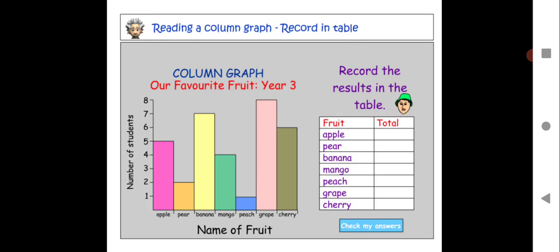Your favorite fruit, name of the fruit on the x-axis and number of students on the y-axis. This is also a bar graph where you are just having a joint bar graph where the bars will not show any gap. So apple, pear, banana, mango, peach, grape, cherry, and you can have a record of this. You just ask one question, you can easily get it from the bar graph.